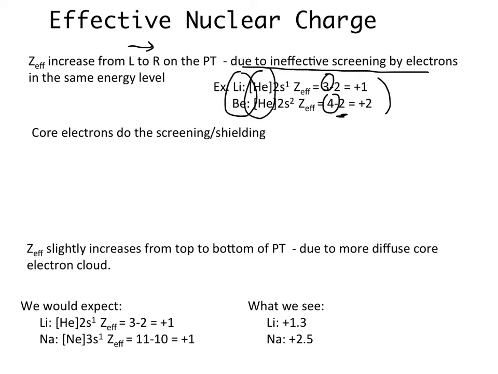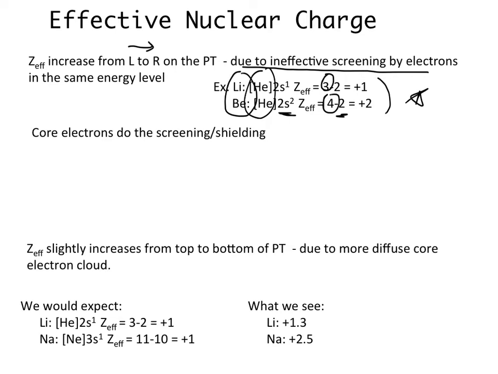So we would expect some trends to correspond to this type of pull. What we need to understand here is that the core electrons are going to be the ones that are doing the shielding, not any screening or shielding by electrons that are being added into the same energy level. I'm talking about continuing to add electrons into this 2s orbital, as we see with lithium and beryllium.